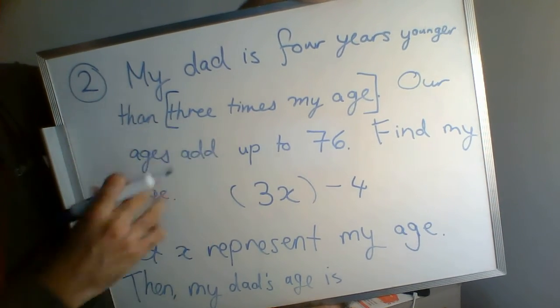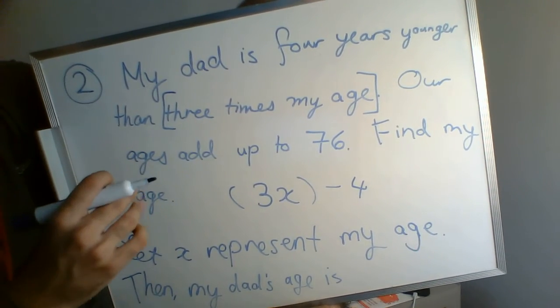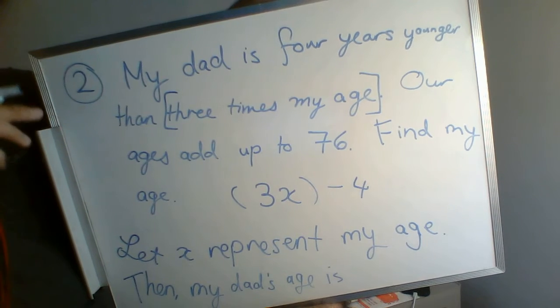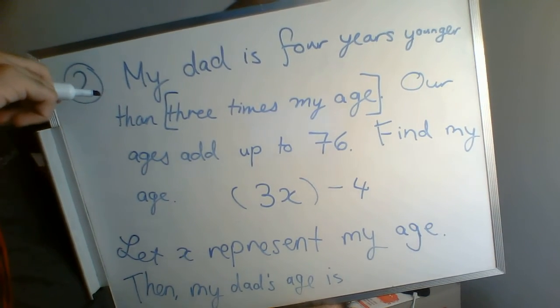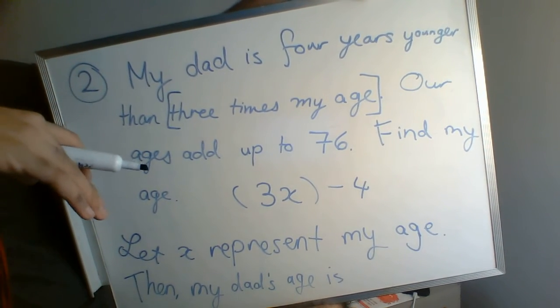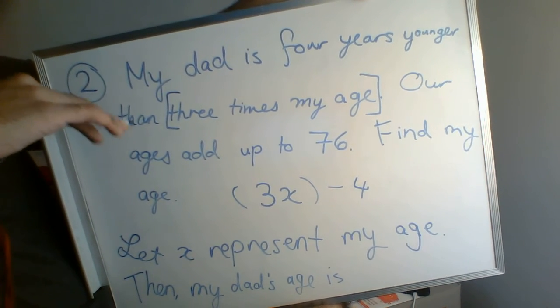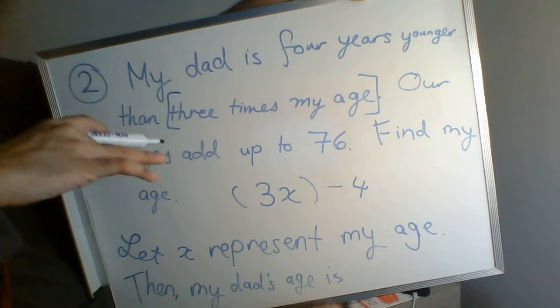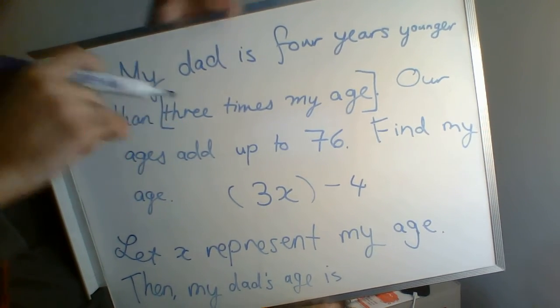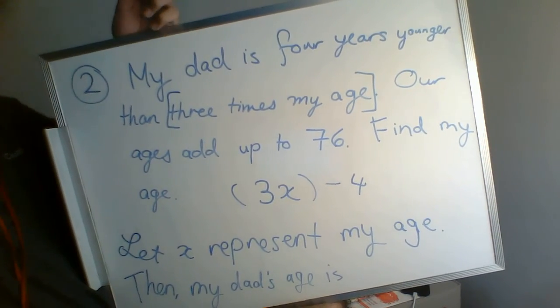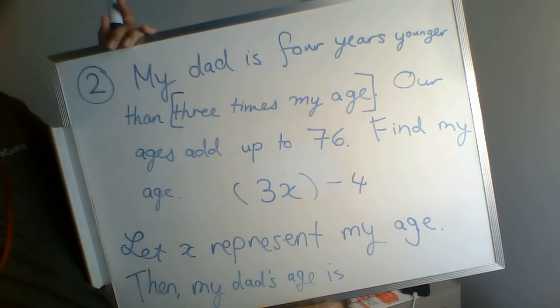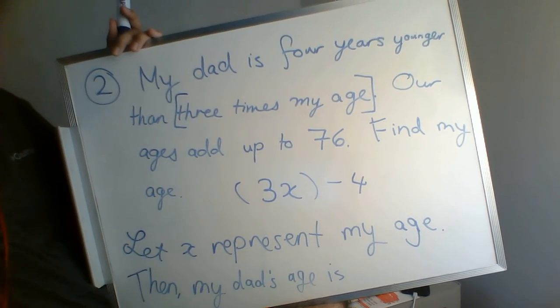Make sure you're not doing 4 minus 3x. That could be a common mistake, and that's a mistake that I've seen reasonably frequently. Not so much from you guys, but it's a mistake that has come up before. So just be watchful of that, make sure you're writing it as 3x minus 4 and not the other way around, because otherwise you'll be dealing with some negative ages, which doesn't work out so well.